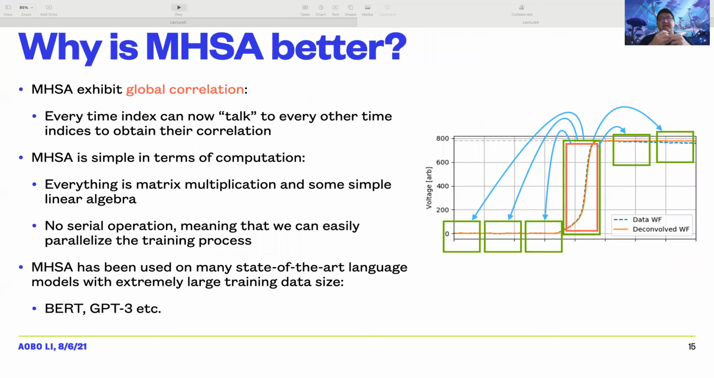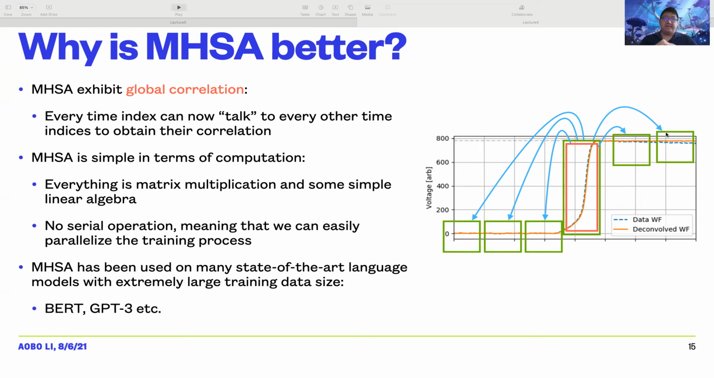Okay, so why is multi-head self-attention better than the attention mechanism? The first astonishing feature of MHSA is that it exhibits what we call global correlation. Basically, in MHSA, we allow every time index to talk to every other time index to obtain their correlation. So we no longer need to worry that the last output doesn't contain information from the very first time index, because now the last hidden state is able to talk to the first time index directly.